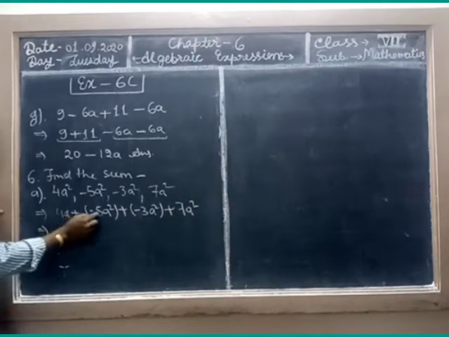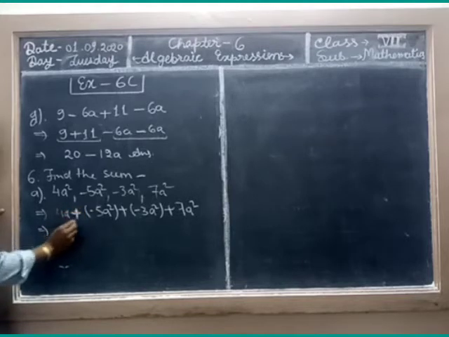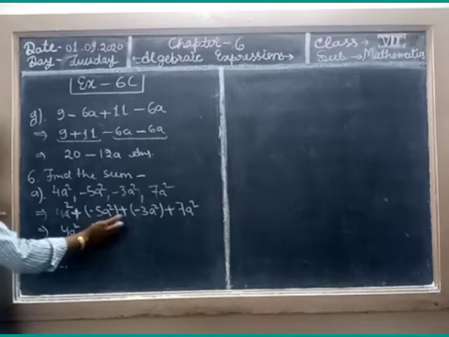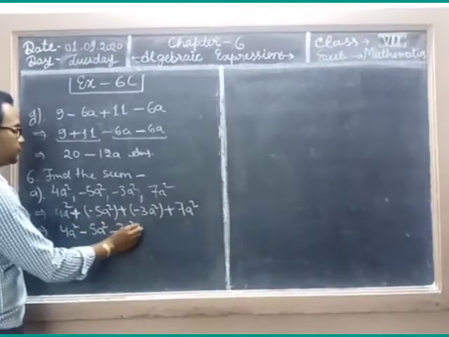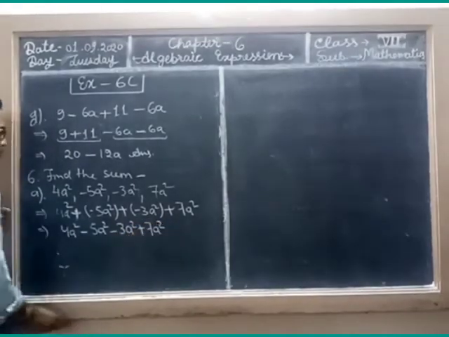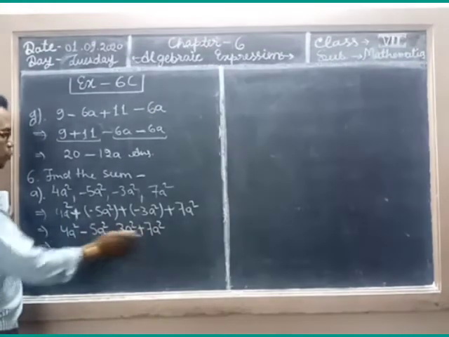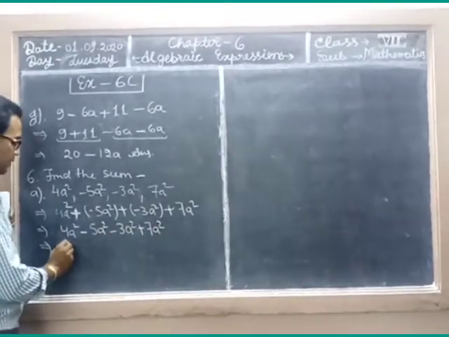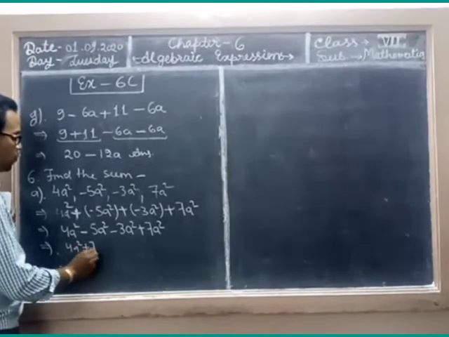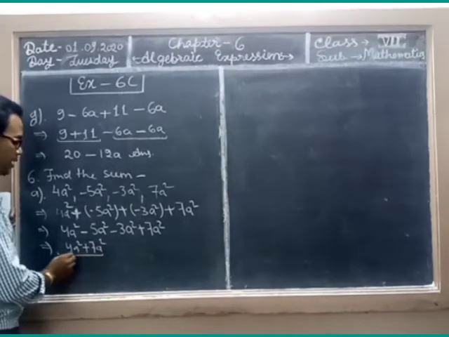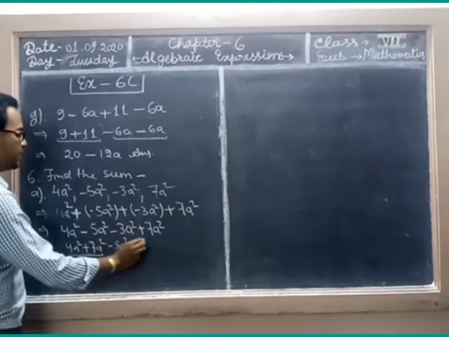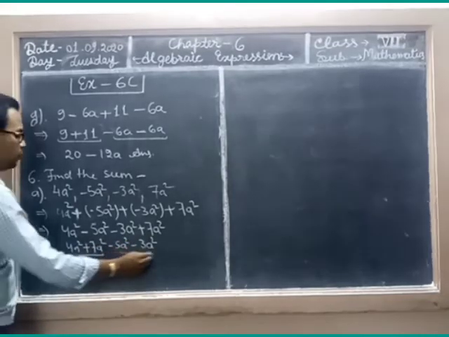Now 4a square, plus minus that is minus, minus 5a square, again plus minus, then 7a square. Now a square, it means all are like terms. So we choose 4a square plus 7a square initially. Both are of positive sign. 4 plus 7, that is 11. And minus 5a square minus 3a square. Both are of negative sign.